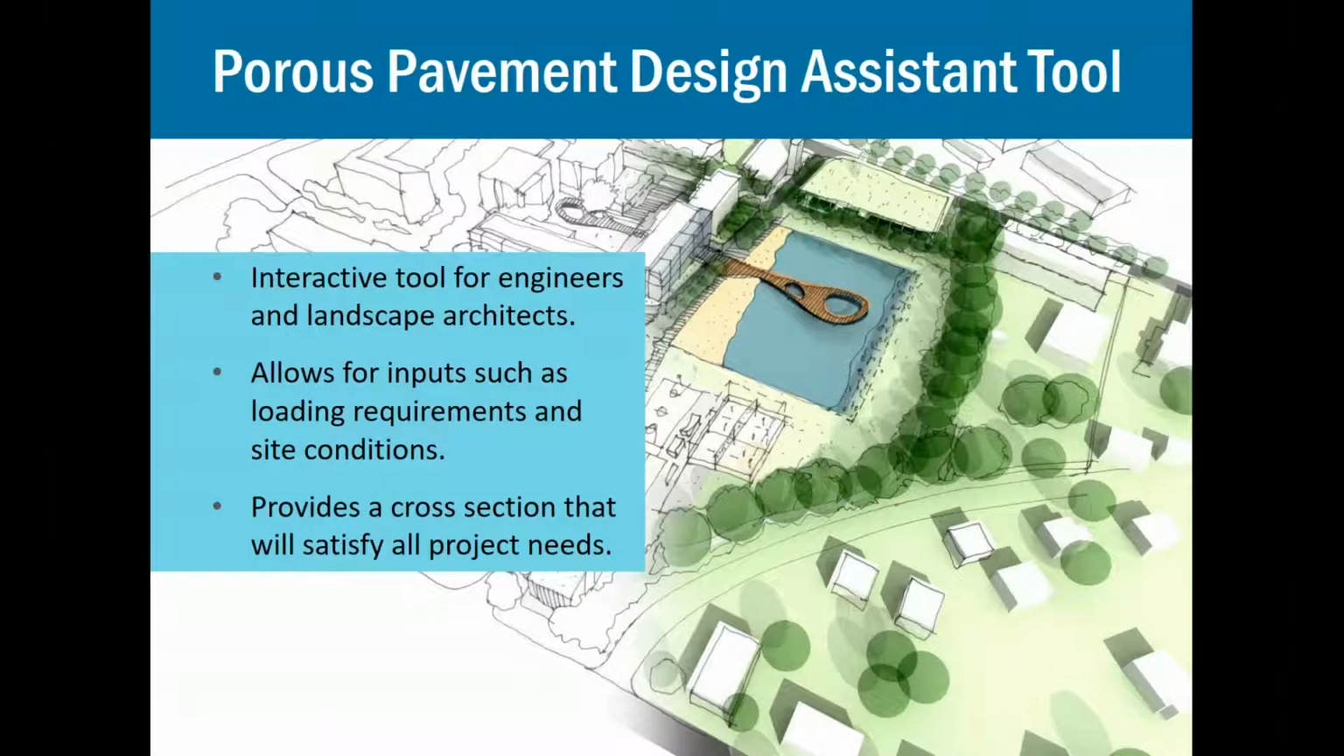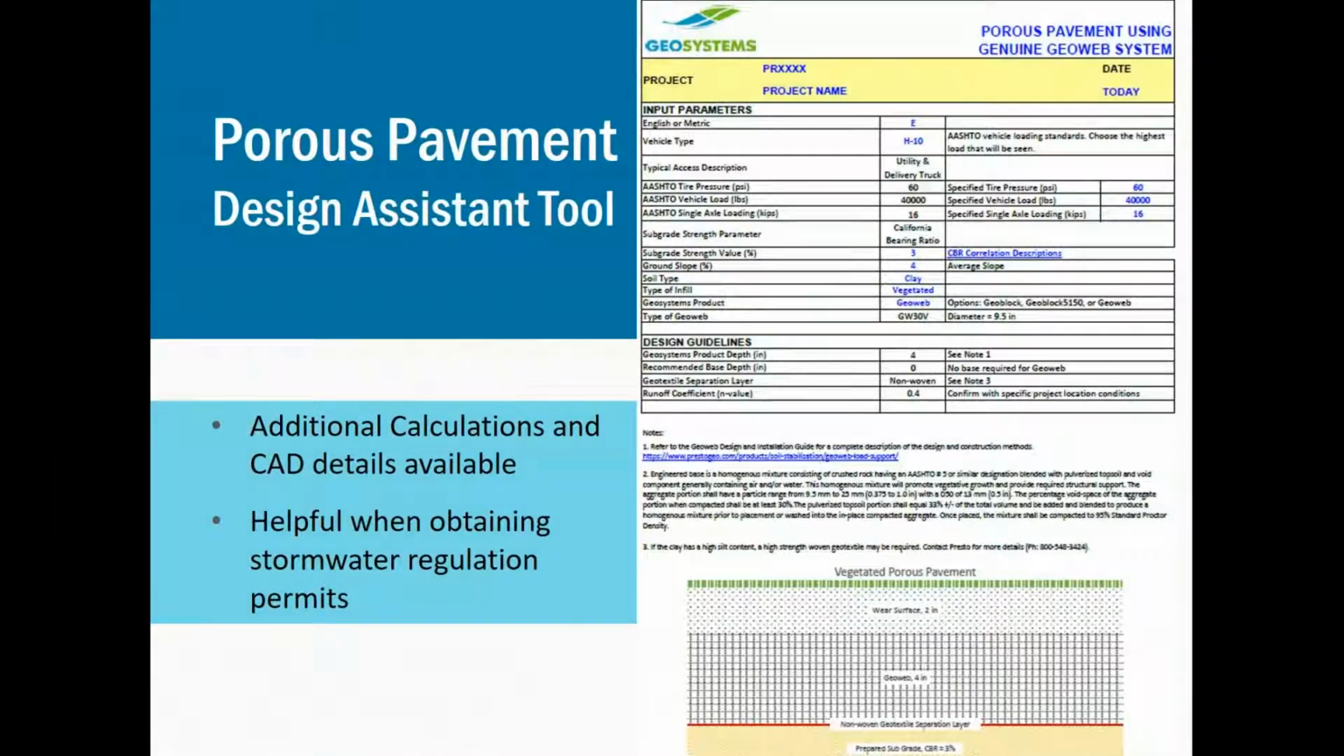Presto Geosystems has created a free, easy-to-use tool to determine the right porous pavement system for your specific project and site conditions. A cross-section of the system is created based on the inputs and system requirements. And there's a way to determine exactly how deep that base course needs to be for a certain amount of stormwater storage. The tool is available on our website, prestogeo.com, and our engineering team, including myself, are always happy to give advice or expertise when you're designing a porous pavement system.